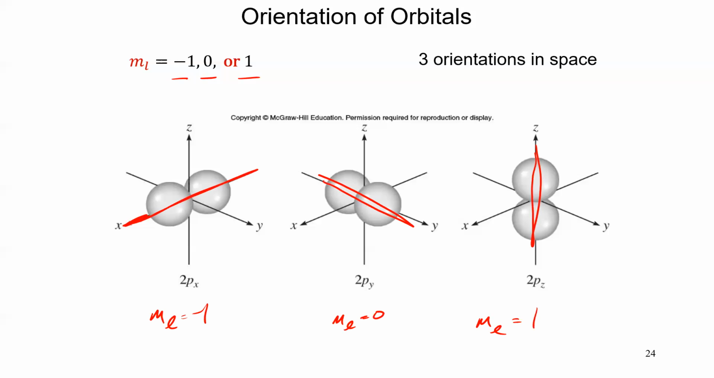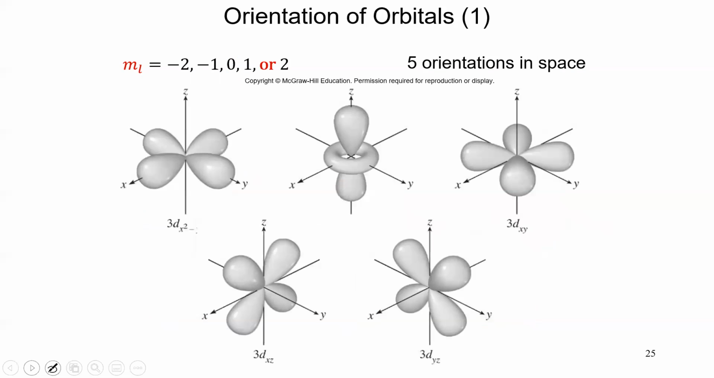Now, in the previous example, we talked about how there are 5 possible values of m sub l when l is equal to 2. So for the d subshell, again, we've got those 5 possible values for m sub l, and we end up with 5 different orientations in space. Again, I'm not going to go through and try to figure out what we call these. They get even crazier when we talk about f subshells or g subshells. But for now, we're just going to know that each value of m sub l corresponds to a different orientation of that orbital in space.